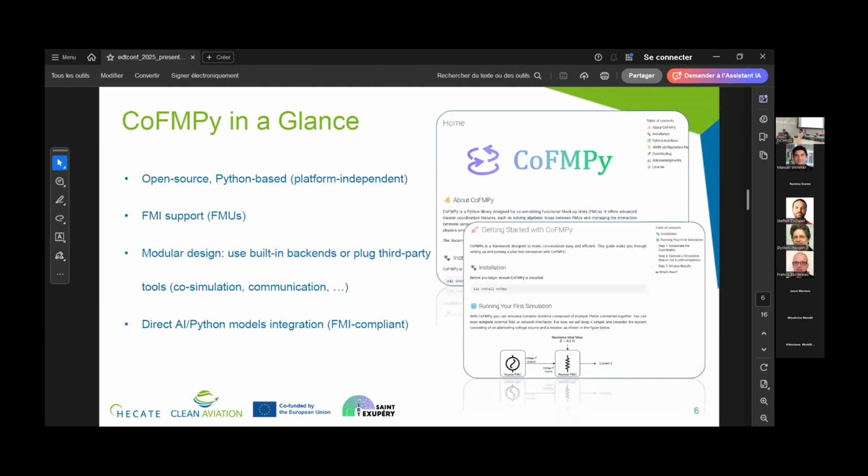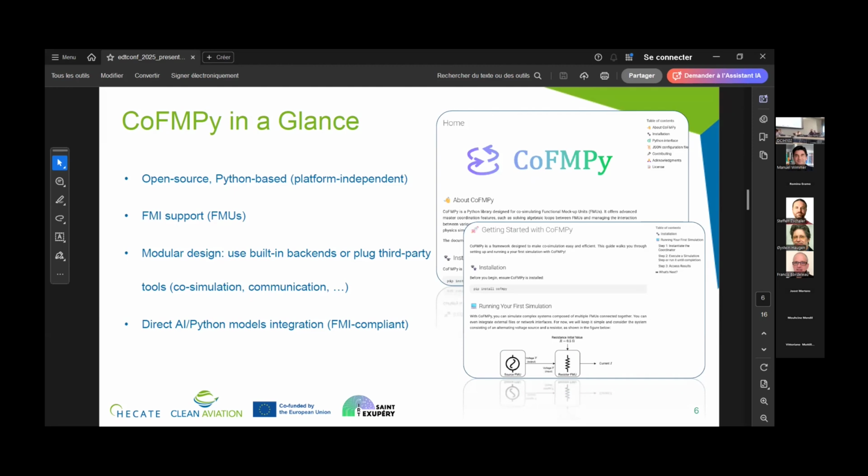So in a glance, this tool is an open source one, fully developed in Python, which makes it platform independent. It supports FMI, so you can run FMUs inside of it with this consistent interface. We have a modular design. This is what I was saying earlier.